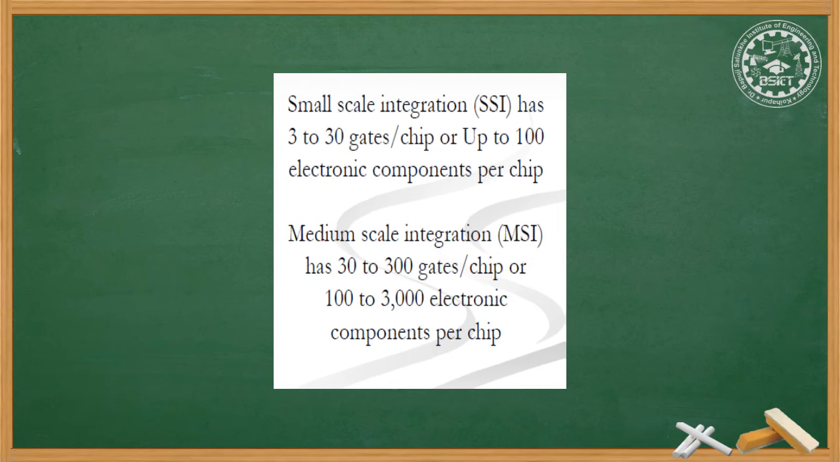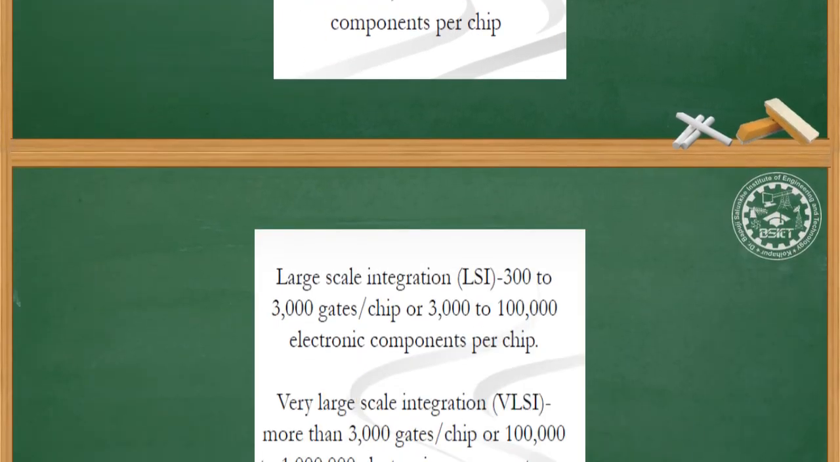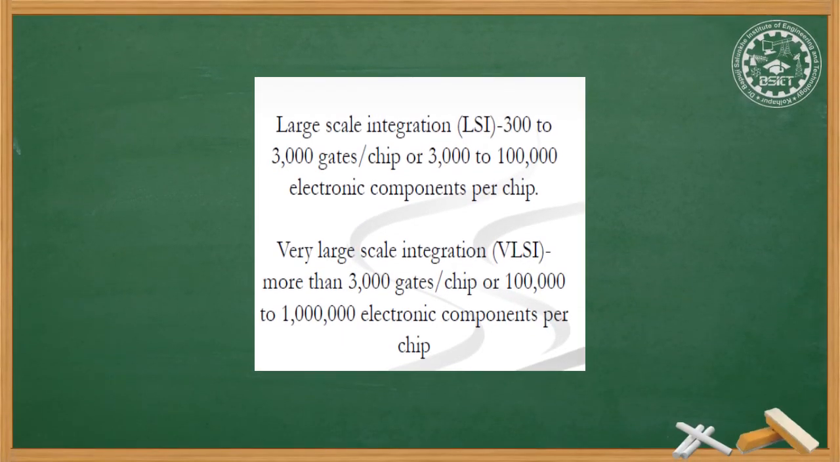In medium scale integration, it has 30 to 300 gates per chip or 100 to 3000 electronic components per chip. Then in LSI, the number increases up to 300 to 3000 gates per chip or 3000 to 100,000 electronic components per chip. In VLSI, more than 3000 gates per chip are fabricated, or we have almost 10 lakhs of electronic components per chip.